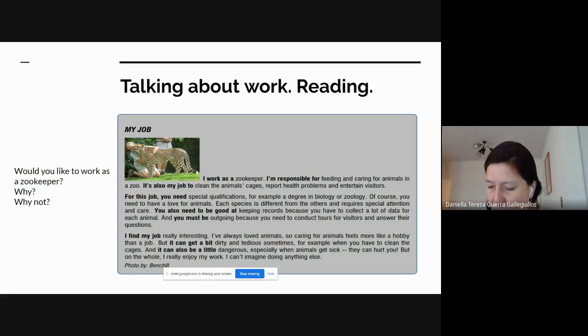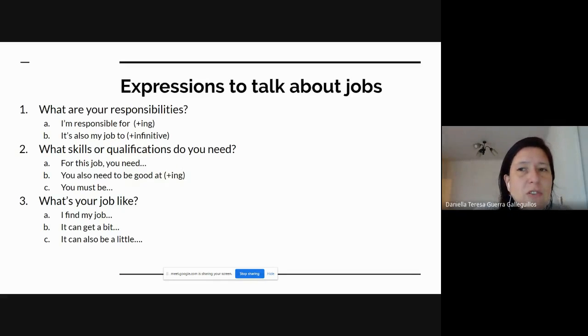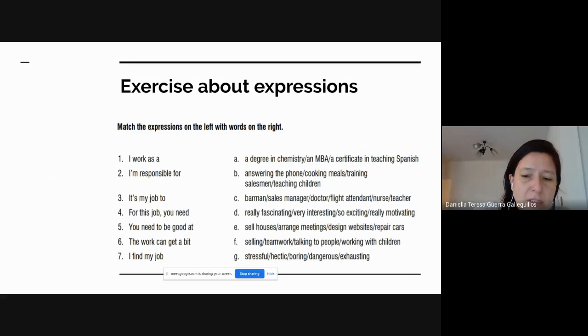So there you have more expressions. I find my job. It can get a bit. It can also be a little bit, etc. So, would you like to work as a zookeeper? Why? Why not? That was a discussion for today. What were the expressions that we studied about jobs? Look at the questions that you can be asked and you will be asked. What are your responsibilities? What skills or qualifications do you need? What's your job like? How do we answer those questions using the expressions we have just seen?